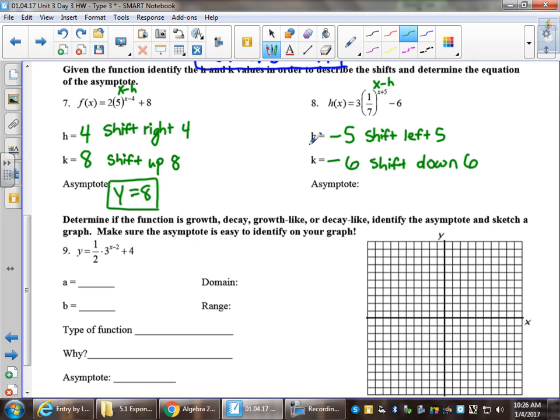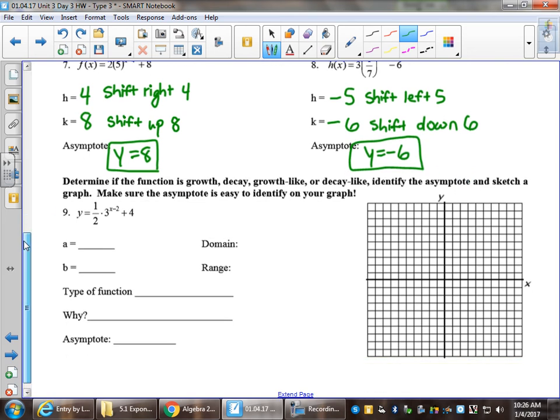H is always horizontal shift, left or right. This is negative, so it's left. This was positive, so it was right. And then K is always vertical, up or down. Because that's negative, it's down. K also gets me my asymptote. Y equals negative 6. And we're done.